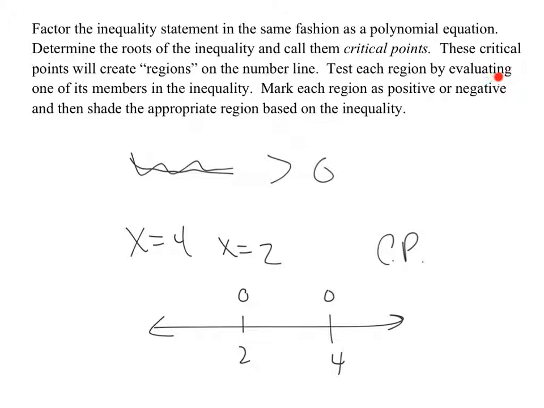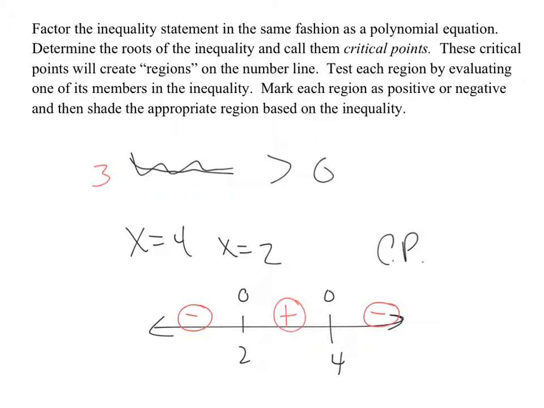We have to test each region by evaluating one of its members, one of its points. So for example, test the number 3, because 3 is between 2 and 4. Test 3 in the original. Mark each region as positive or negative and then shade appropriately. If I plug a 3 in here and I get an answer of 7, I put a positive sign here. And then let's say I test a 0 in this region and a 5 in this region. When I test 0, I get negative 4, and when I test the 5, I get negative 7. I label my regions like that.